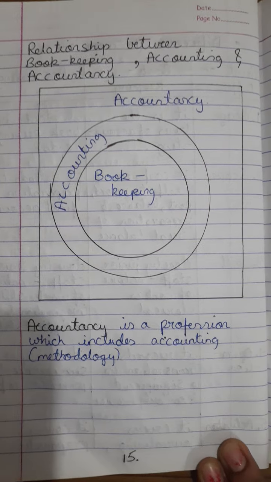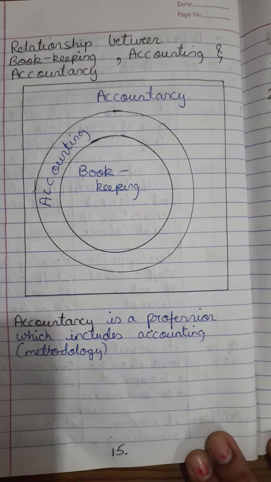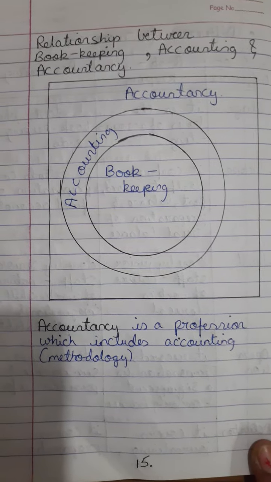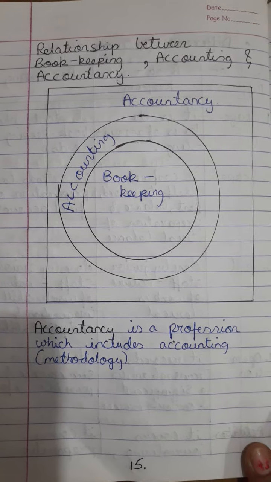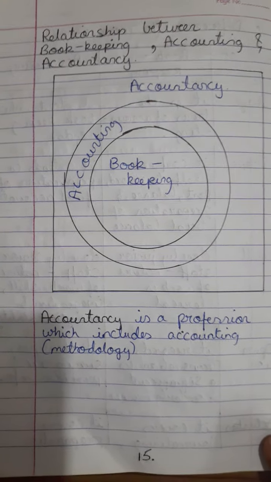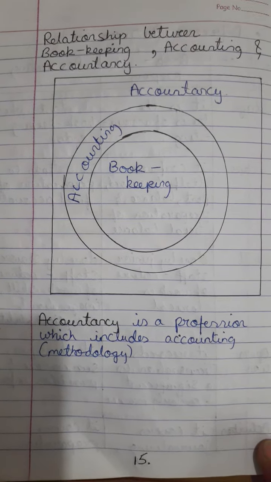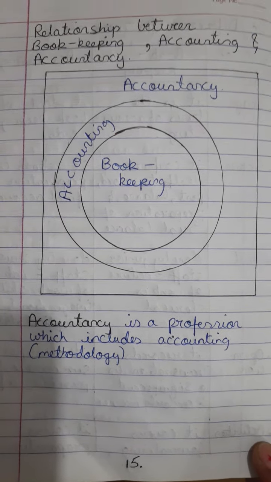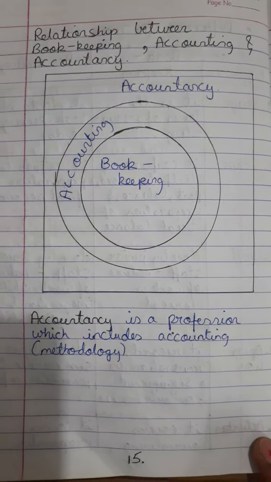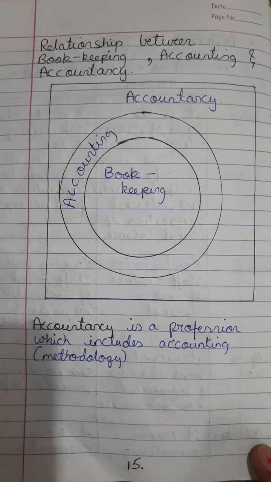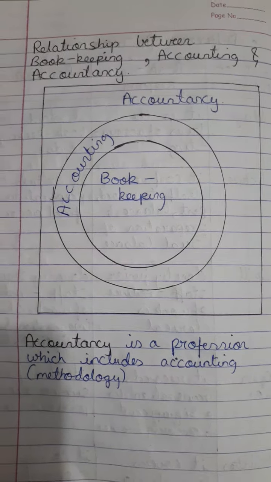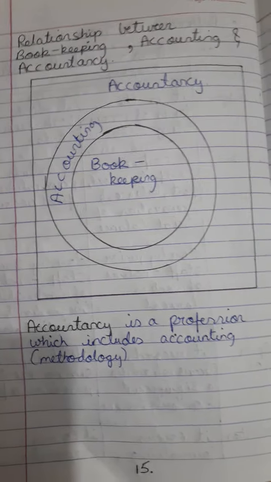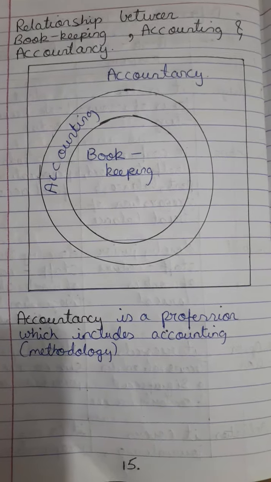In accounting, not just the function of bookkeeping is performed, that is recording, but it is a step ahead of bookkeeping. It not only records, but it classifies, summarizes and analyzes the accounting information or the transactions recorded and then communicates it to the various users. Thus, accounting is basically a service entity, whereas accountancy, it is a profession which includes accounting. It is basically the methodology.